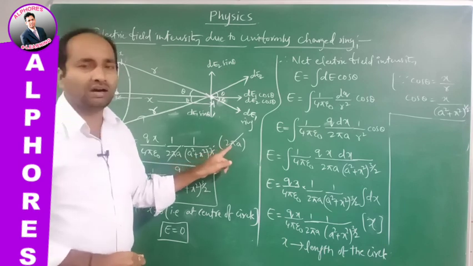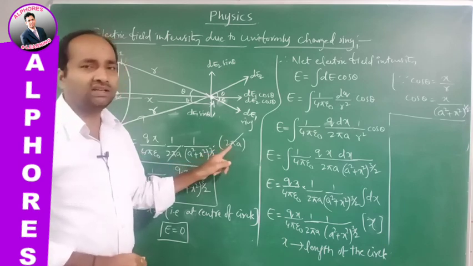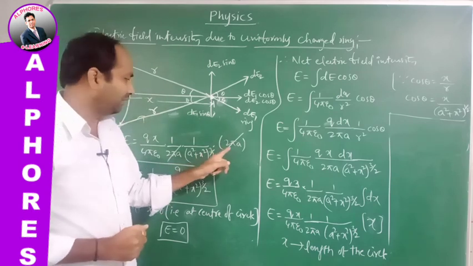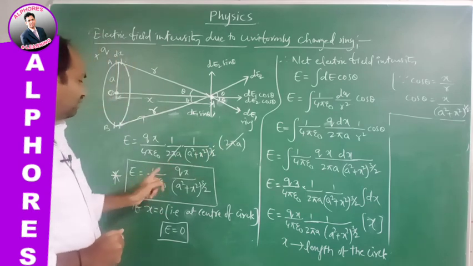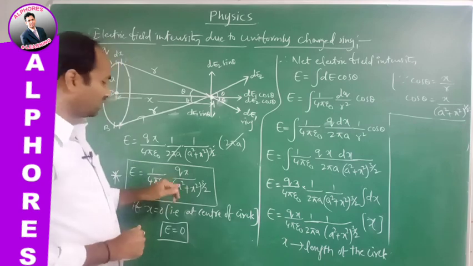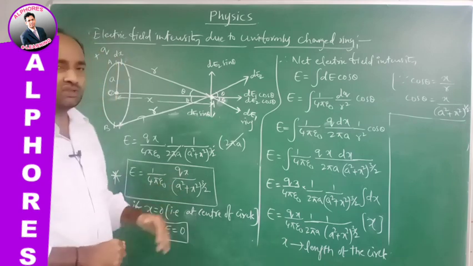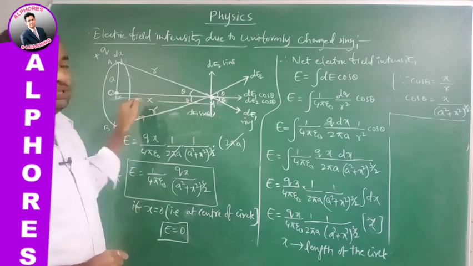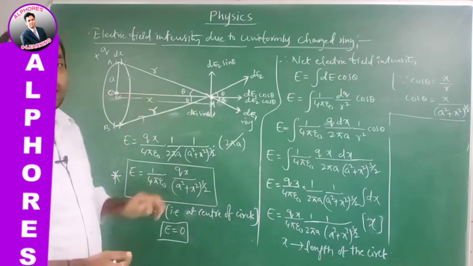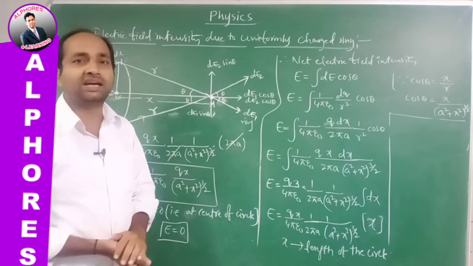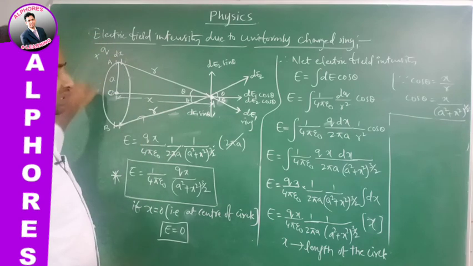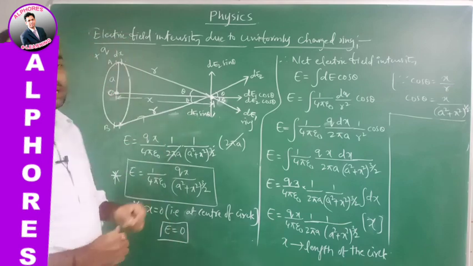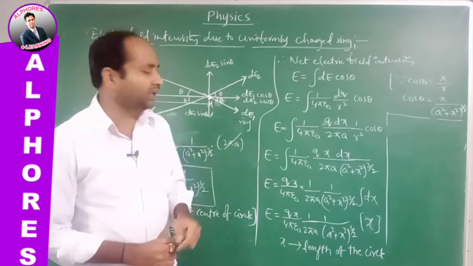Generally we may write the length of the circle as 2 pi r, where r is the radius; here a is the radius, so we wrote 2 pi a. Then finally we get 1 by 4 pi epsilon naught, q x by (a square plus x square) whole to the power of 3 by 2. Whenever we substitute x equal to 0, which means calculating the electric field intensity at the center, then in the case of a uniformly charged circular ring, the electric field intensity at the center of the circle will be 0.